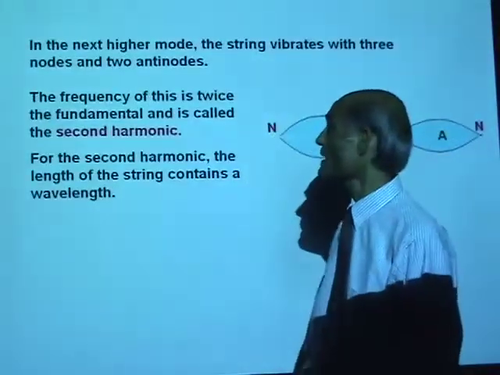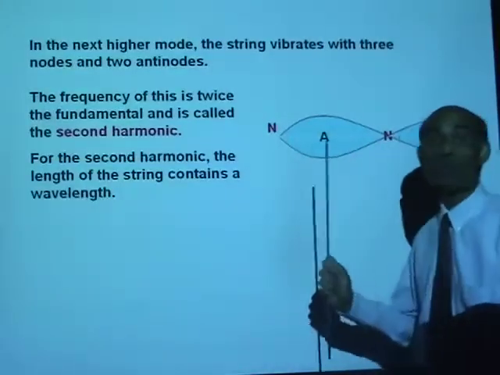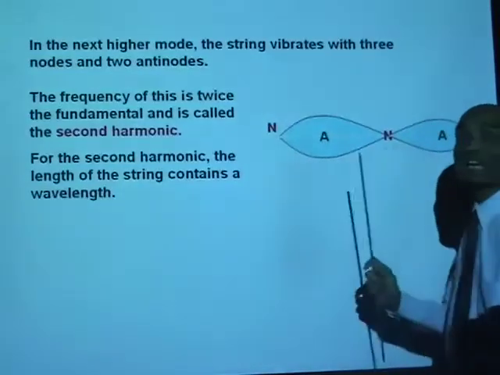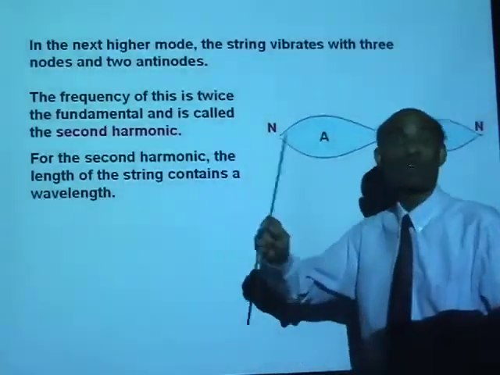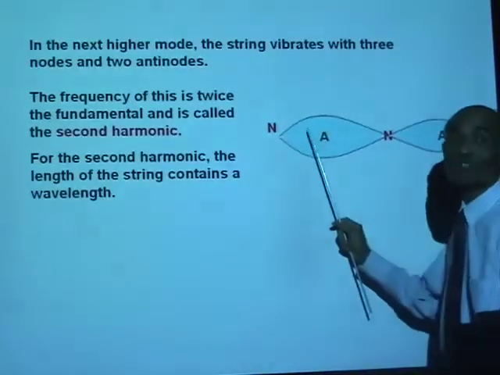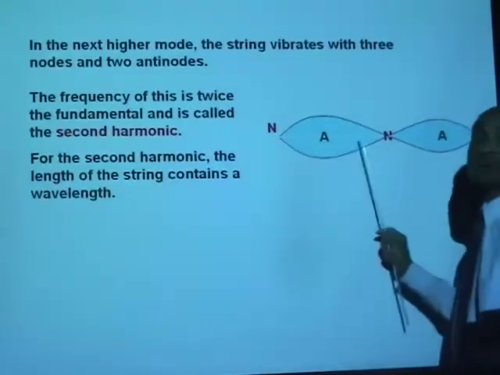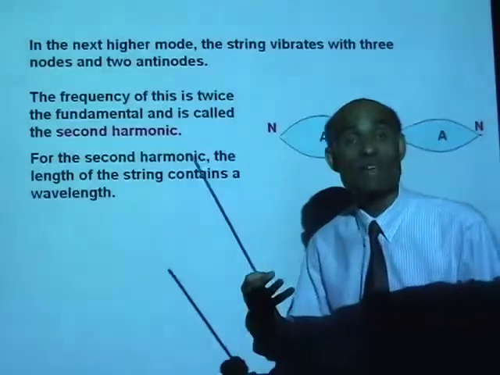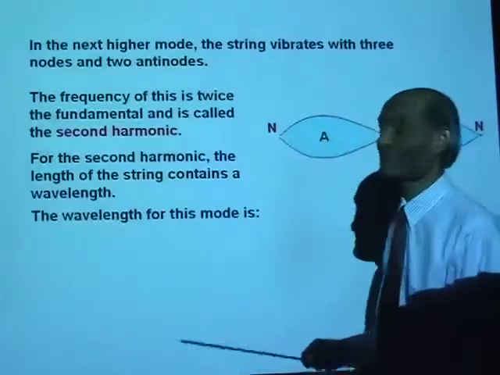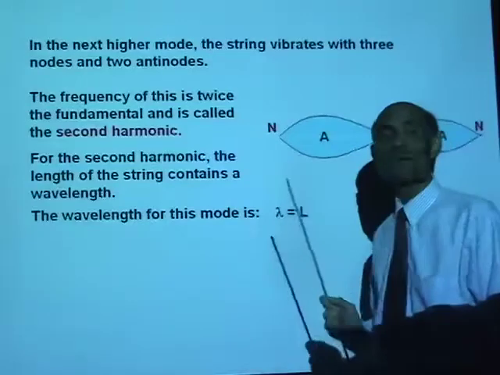For the second harmonic, what is the relation between the length of the string and the wavelength? You can now see the full length of the string contains 2 full segments. That means it contains a full wavelength. Is that right? Yes. The distance between 2 alternate nodes is now a wavelength. So the length of the string now contains a full wavelength. So the wavelength of this mode is lambda equals L.